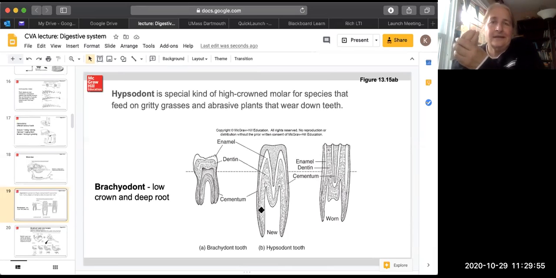It has like enamel to spare, right? So it just keeps coming up so that the tooth lasts longer, even though it's being worn away by the abrasive plant. A brachiodont is the name for one that has a low crown and a very deep root. So that's the opposite.